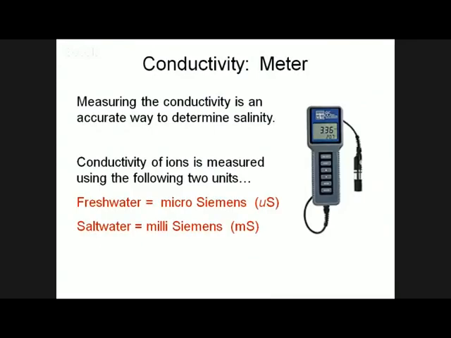This is again a conductivity meter. You can see this is a conductivity meter for fresh water. It is measured in microsiemens, and for sea water, because the sea water conductivity is very high, it is represented in millisiemens.